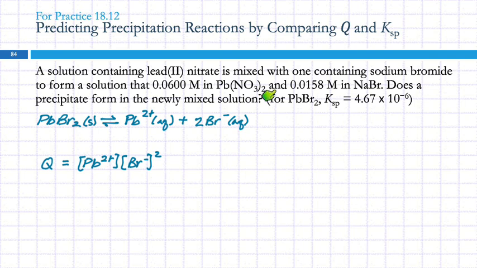So when this is first mixed, what's the concentration of lead? 0.06. Again, you've got to be a little bit careful. This one has 1 lead per unit, so it's the same. If we were looking at the nitrate, we'd have to multiply by 2. And the bromide, what's its initial concentration? 0.0158. So let's do that calculation: 0.0600 times 0.0158 squared.